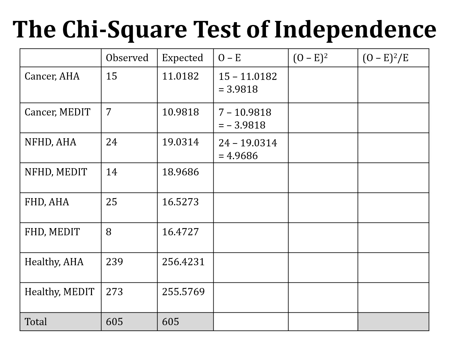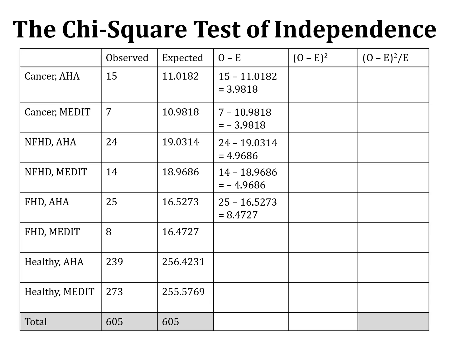And then the next cell, which is the non-fatal heart disease on AHA diet, and the difference between the observed and expected frequencies is 4.9686. And then for the next cell, this is non-fatal heart disease on Mediterranean diet. The observed frequency is 14 and the expected frequency is 18.9686, and the difference is minus 4.9686. The next class is the fatal heart disease on AHA diet.